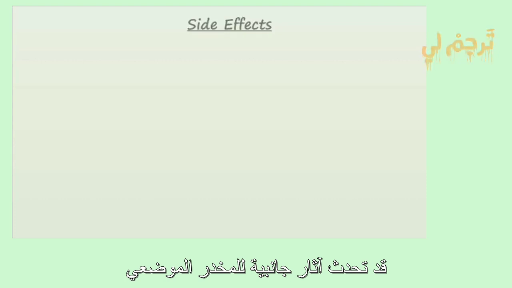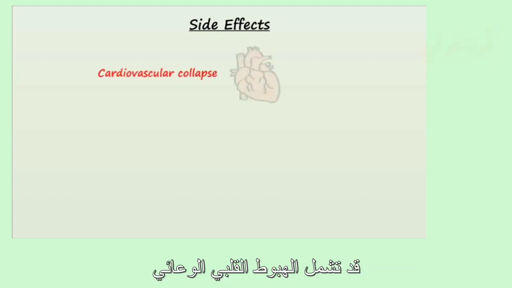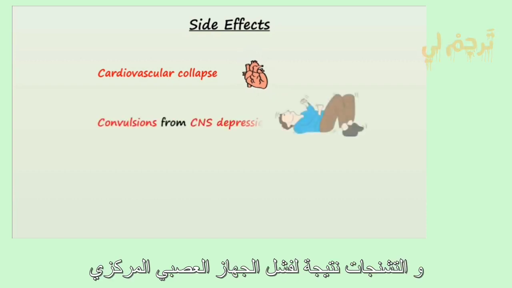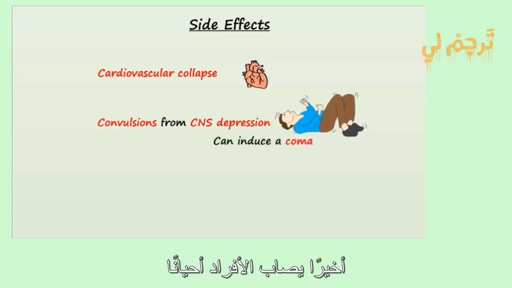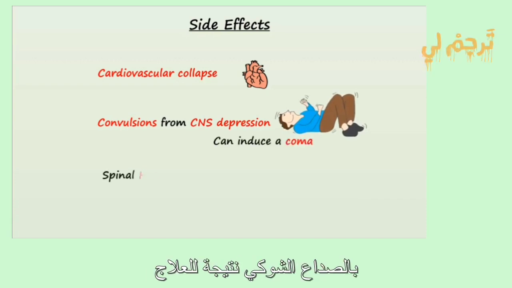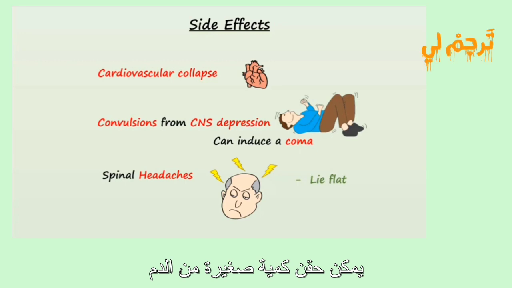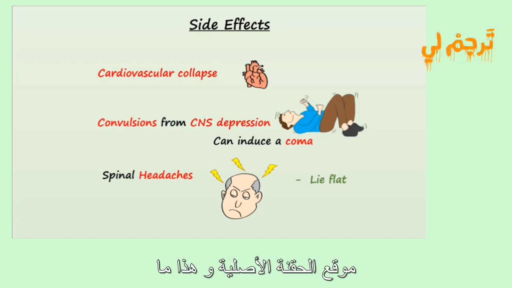Side effects of local anesthetics may occur when significant amounts of local anesthetic enter systemic circulation. These may include cardiovascular collapse, when the anesthetic affects the heart, and convulsions as a result of CNS depression, which can induce a coma in some cases. Lastly, individuals sometimes get spinal headaches as a result of treatment. Lying down flat can help prevent spinal headaches. If a spinal headache does occur, a small amount of blood can be injected into the epidural space near the site of the original injection. This is called an epidural blood patch.